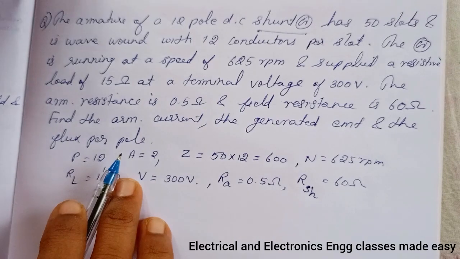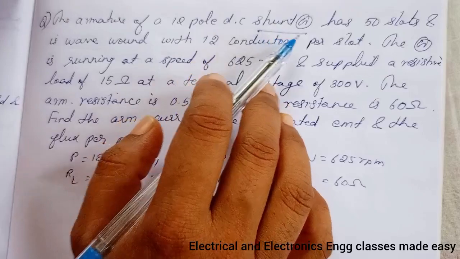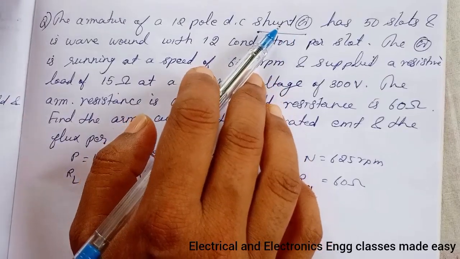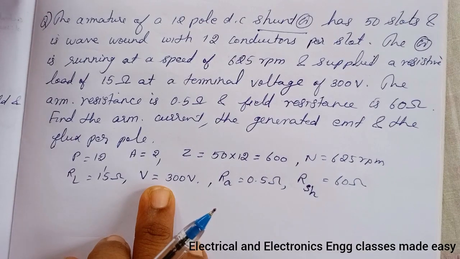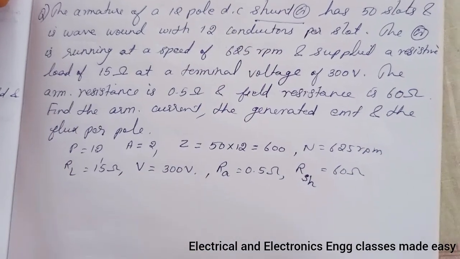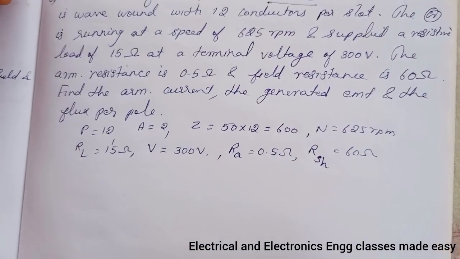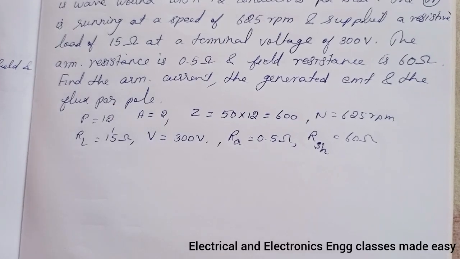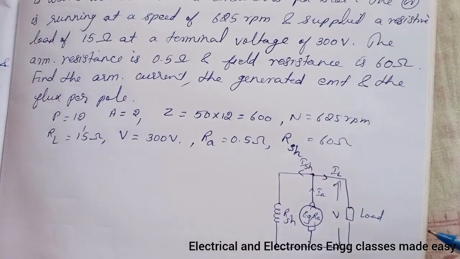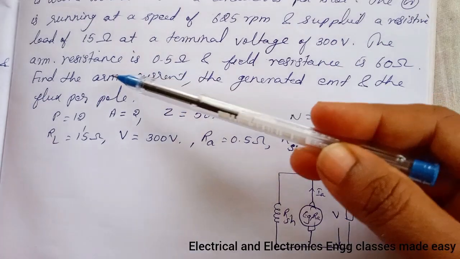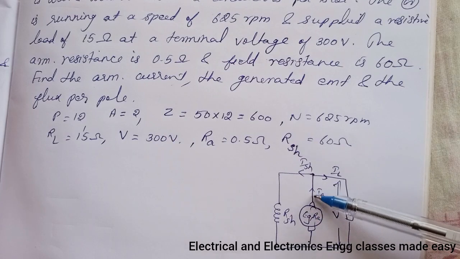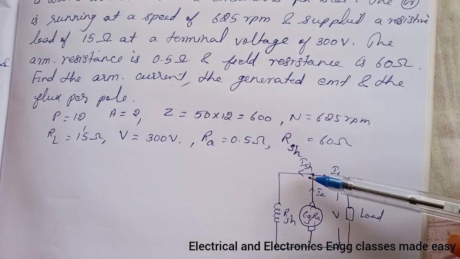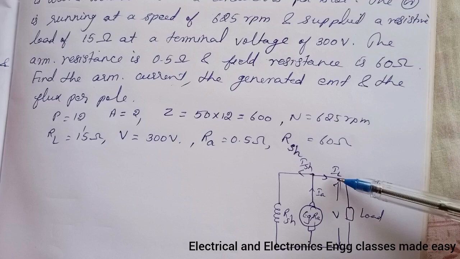So before that we have to draw the diagram of this shunt generator, then only we can do the problems very easily. So first of all draw the shunt generator. So this is the diagram of the shunt generator. The first question is to find the armature current. So this is the armature current and IA is equal to ISH plus IL.